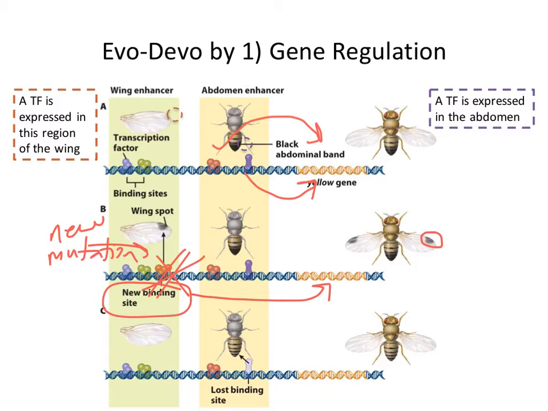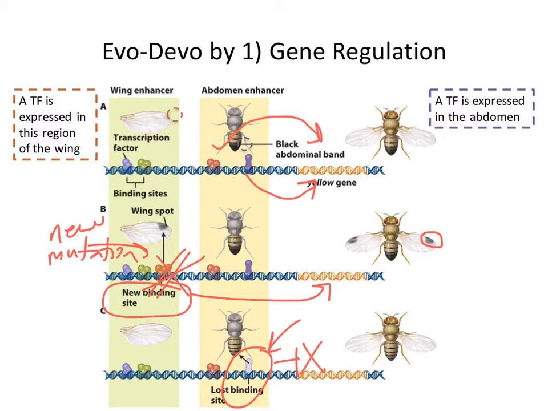Likewise, what's happened down here in the third fly on the bottom? It doesn't have wing spots, and what else happened to its pigmentation compared to the other flies? Yeah, it lost the black pigmentation in its bottom. How did that work? Another mutation. A mutation that removed one of the binding sites that's necessary for transcription of that yellow protein to occur. Right? So there's a mutation there that turns off or blocks transcription of yellow in the abdomen.